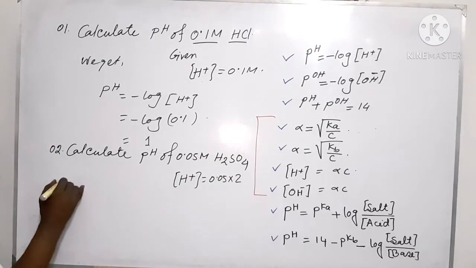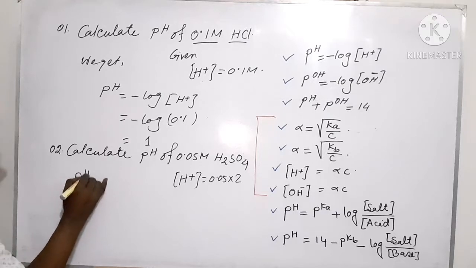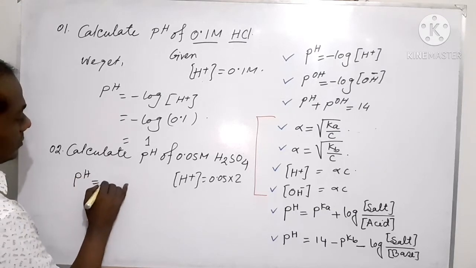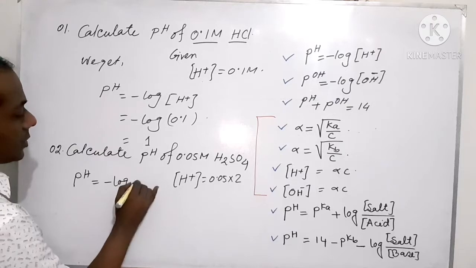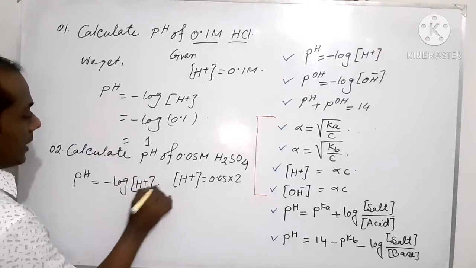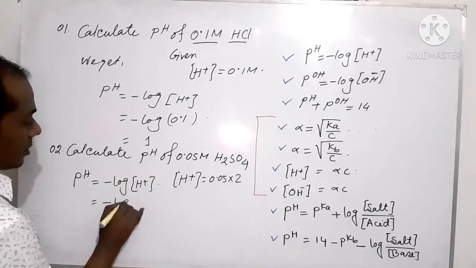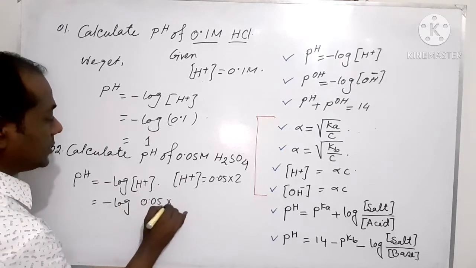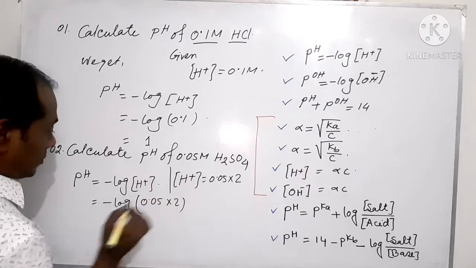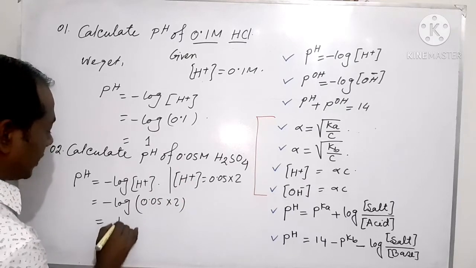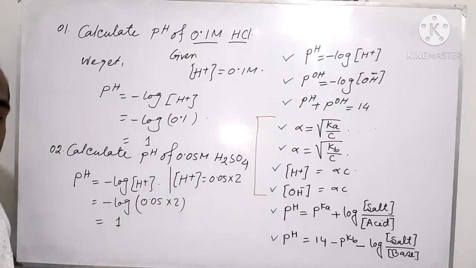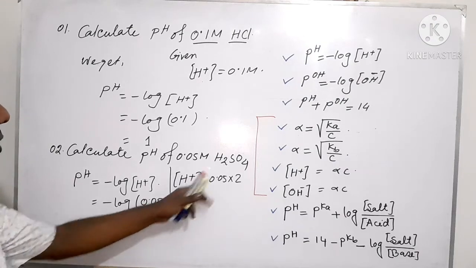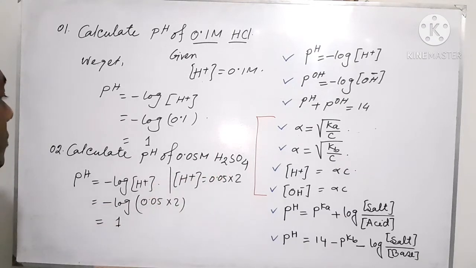And we use the formula pH equal to minus log of molar concentration of hydrogen ion, and that is minus log of 0.05 into 2, and we get value 1. So the pH of 0.05 molar sulfuric acid is 1.